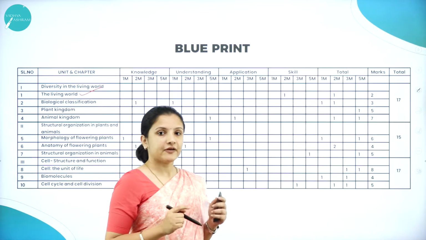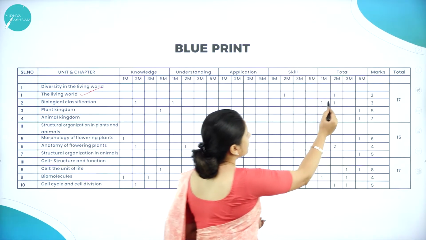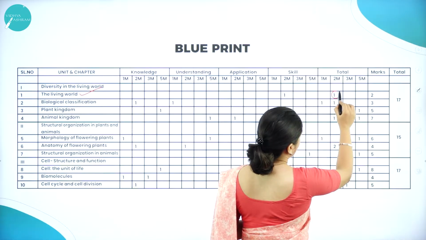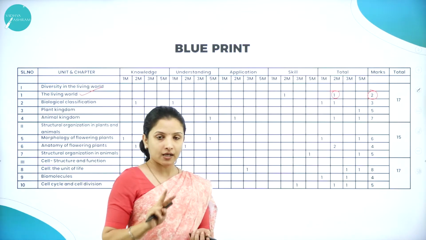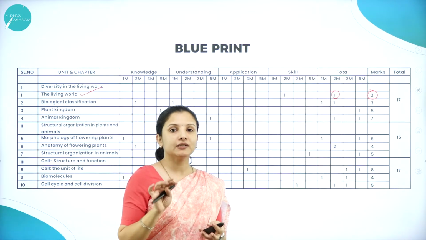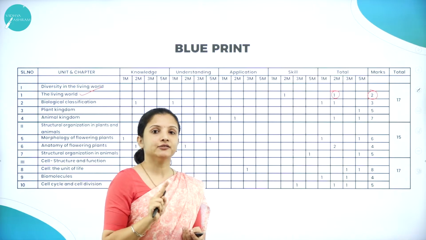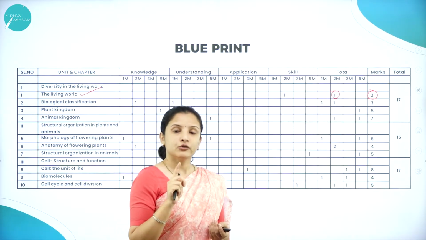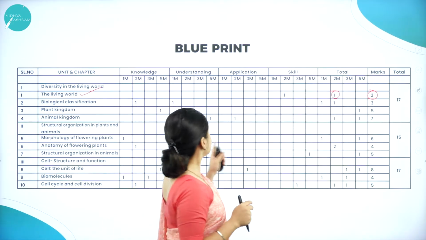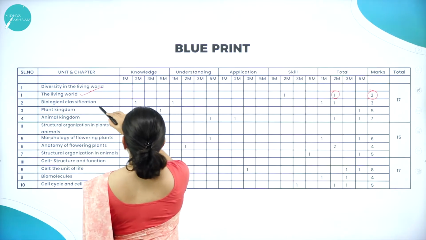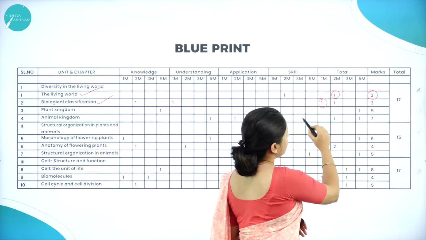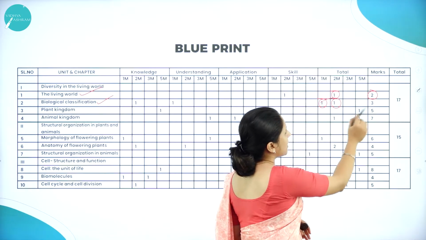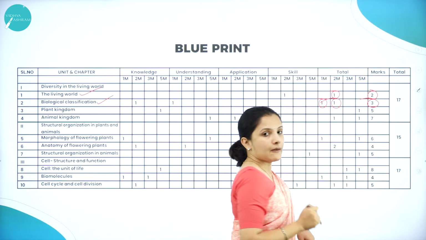In the first chapter, you have 1 question for 2 marks. So the chapter carries only 2 marks. The first chapter, that is Living World, is very, very small and easy. It carries only 2 marks, wherein they'll ask 1 two-mark question. And next, in Biological Classification, they ask 1 question for 1 mark and 1 question for 2 marks. So totally it is for 3 marks.